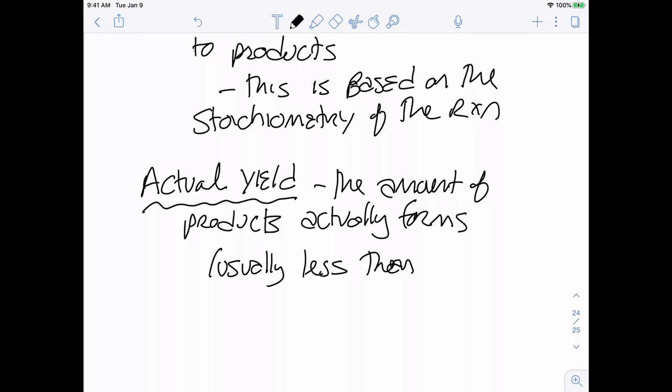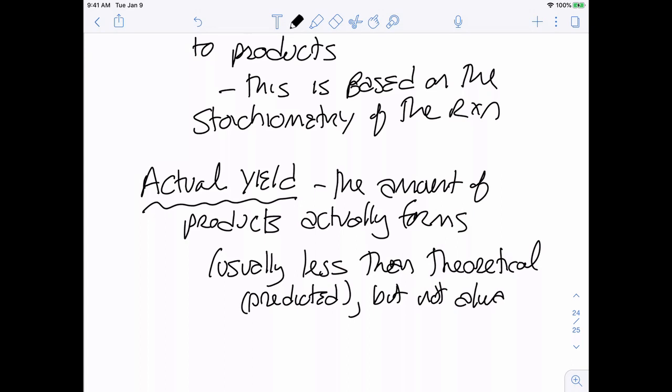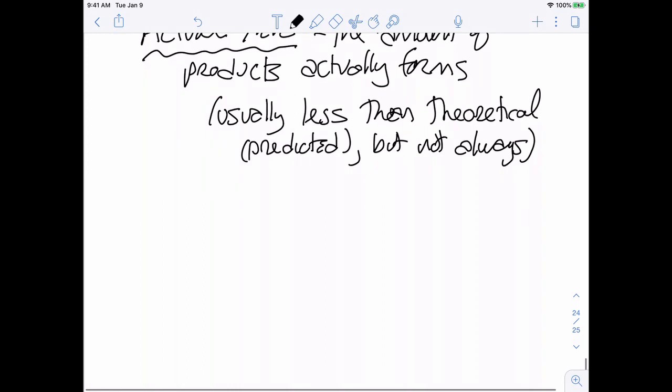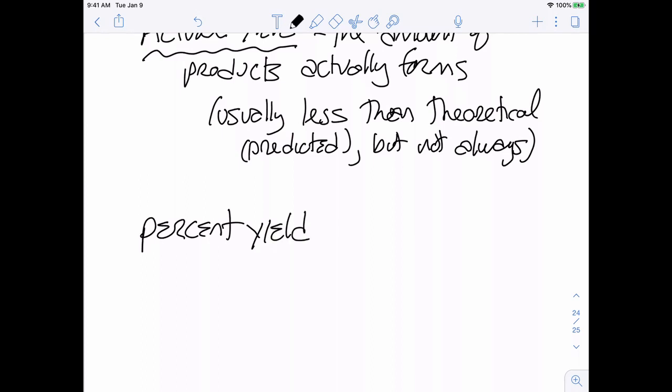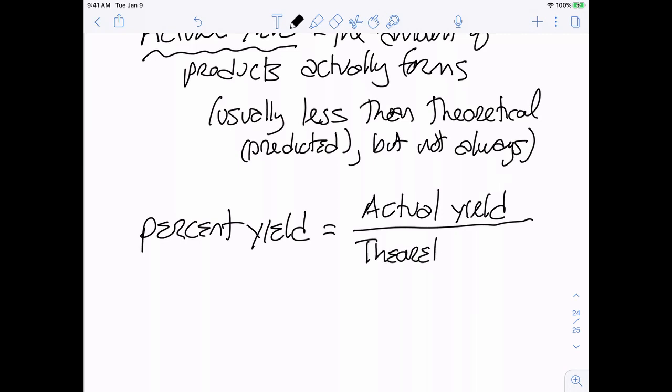So usually less than theoretical, right? Theoretical is our predicted, but not always, right? If it includes the mass of water, then it's actually going to be larger. So our percent yield is going to be how much we actually get. So actual divided by how much we should get, our theoretical yield. And then because it's a percent, we multiply it by 100.